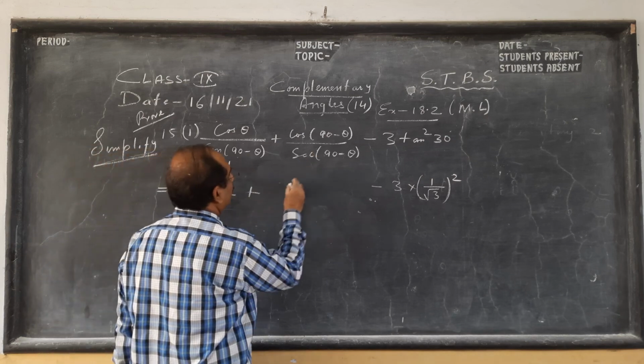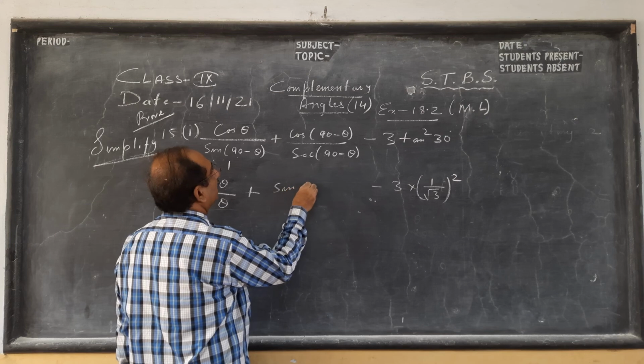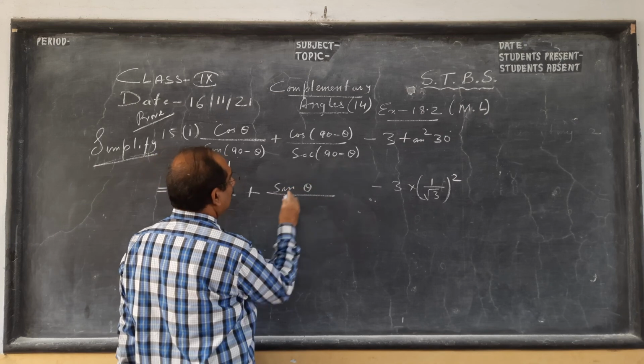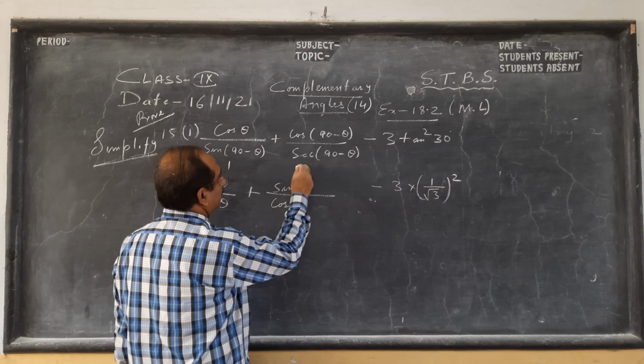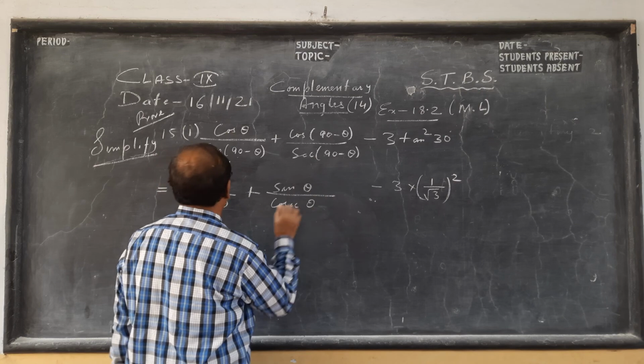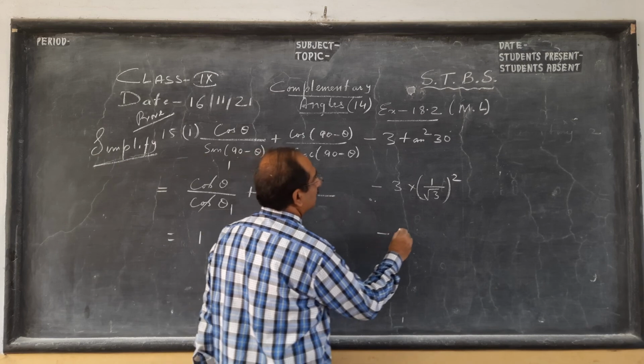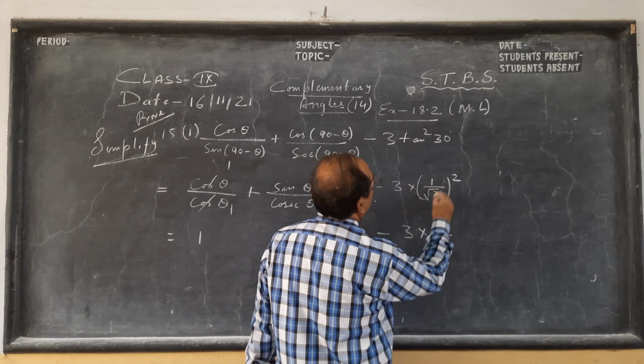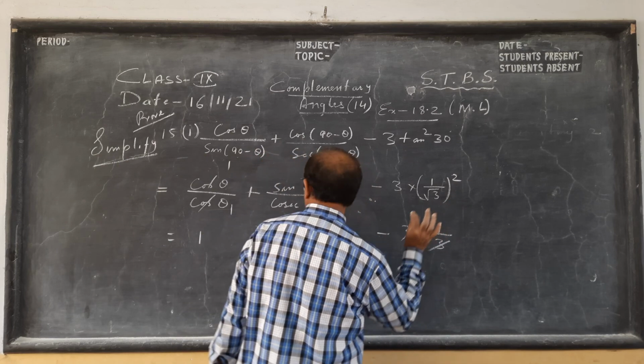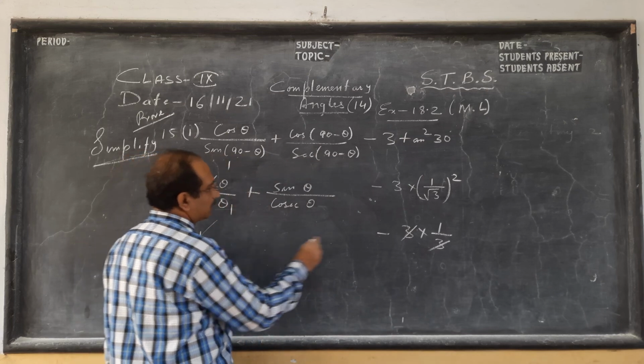Now see, the most important thing is this. Cos will become sine and sec will become cosec. Sec 90 minus theta is cosec theta. So, children, here we get 1. And here, root 3 square is 3. This also becomes 1. And ultimately they will cancel.